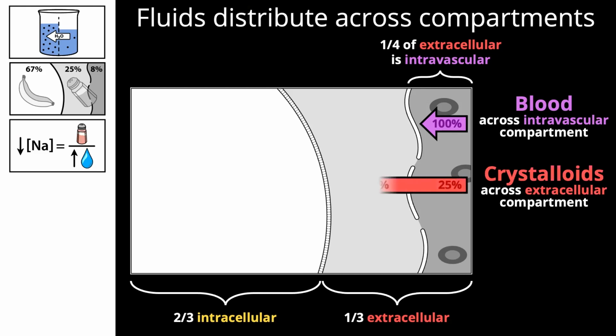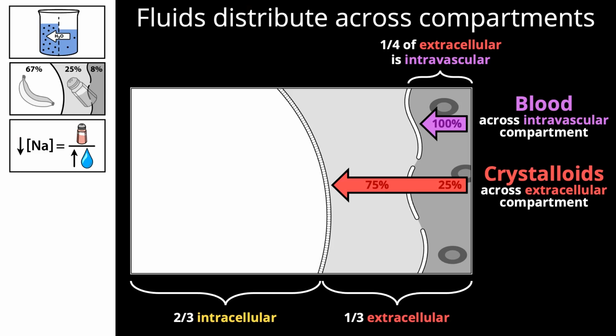In contrast, we have the crystalloids, and these distribute across the extracellular compartment, right? They have sodium in them, so they can't go into the cells because the sodium exerts that osmotic pressure, like we saw in our first concept, right? And so because the sodium can't get into the cells, the volume remains entirely in that extracellular compartment. And like we said, a quarter of the extracellular compartment is intravascular. So a quarter of your liter bolus remains in the intravascular space. You get 250 cc's, 250 milliliters of fluid remaining in the intravascular space.